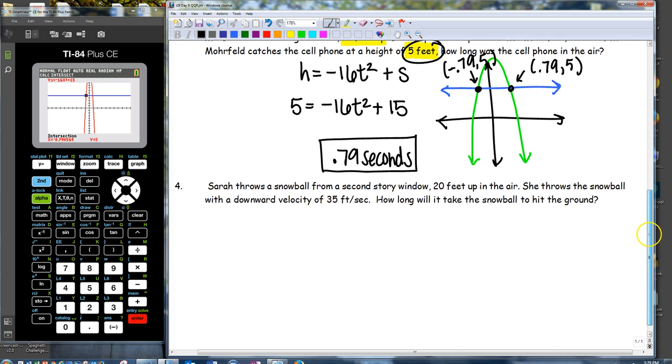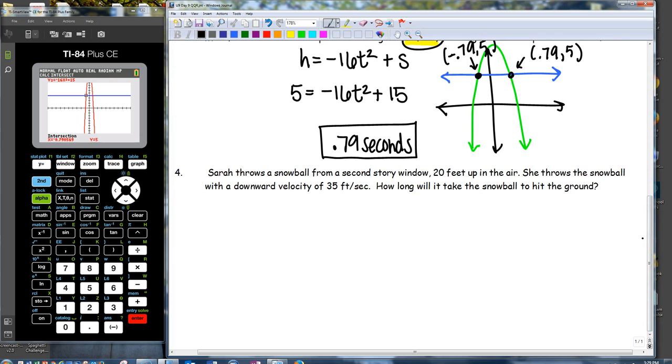Okay. All right, last one. Sarah throws a snowball from a second-story window 20 feet up in the air. She throws the snowball with a downward velocity of 35 feet per second. How long will it take the snowball to hit the ground?